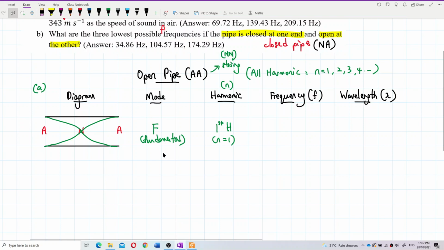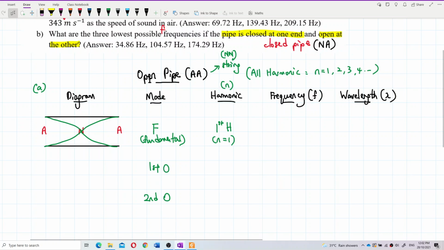We can know for an open pipe, the next mode will be the first overtone, and then following is the second overtone. I don't need to draw the diagram; I only draw if needed. So for the modes, we start with the fundamental mode, then go to the first overtone, then the second overtone.